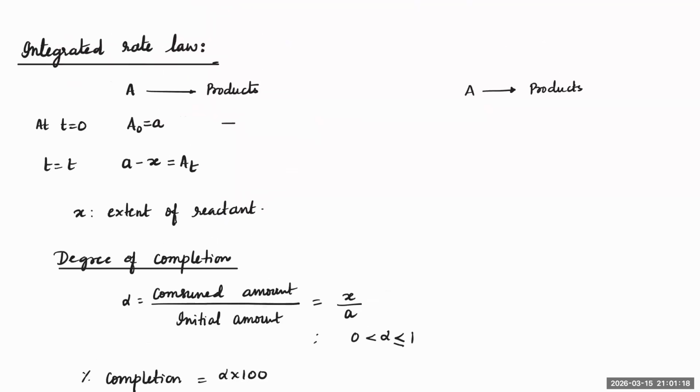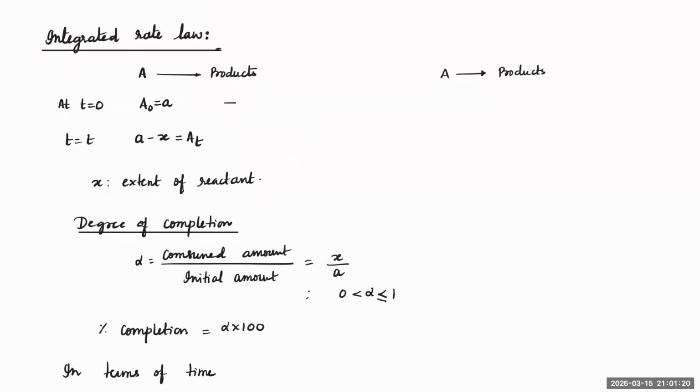Right. Now let's talk about the next important term, that is writing the rate law expression using the rate law. We are trying to write the rate law expression for various orders, right? Starting with zero order, then first order, then second order, then nth order, and so on.